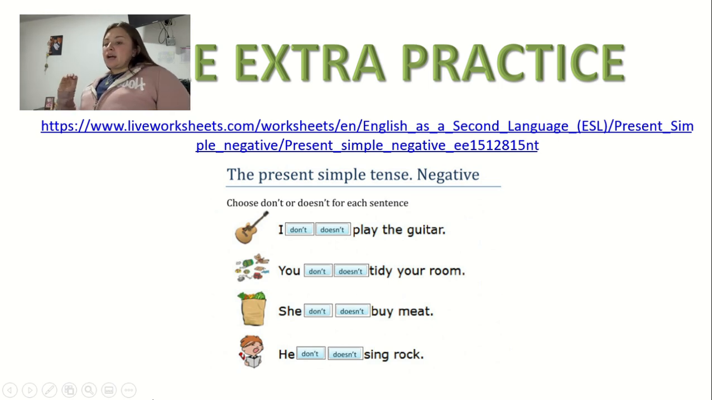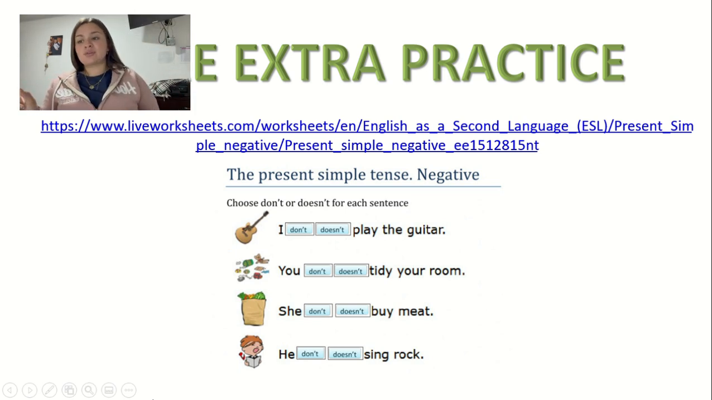practice according to the sentence, according to the context. The students have to choose what is the correct answer. For example, we use I with don't or doesn't. So the students have to choose or answer, like for example in this case, I don't play the guitar, and with all of that.